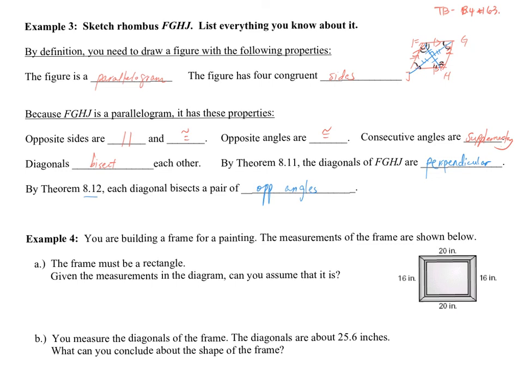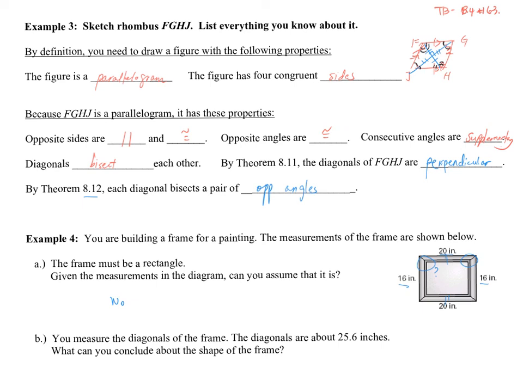Example 4. You're building a frame for a painting. The measurements of the frame are shown below. Part A. The frame must be a rectangle. Given the measurements in the diagram, can you assume that it is? Well, opposite sides are equal, but we don't have enough information. The boards on the opposite sides are the same length, so it's a parallelogram, but we do not know if they are right angles. So, no.